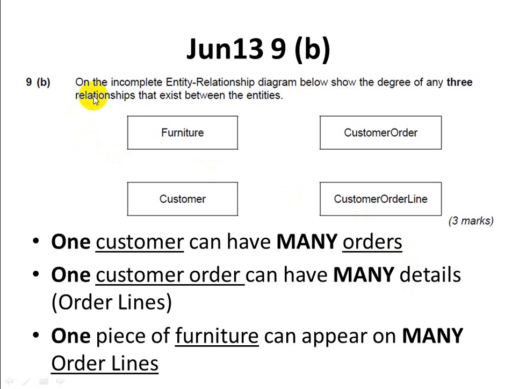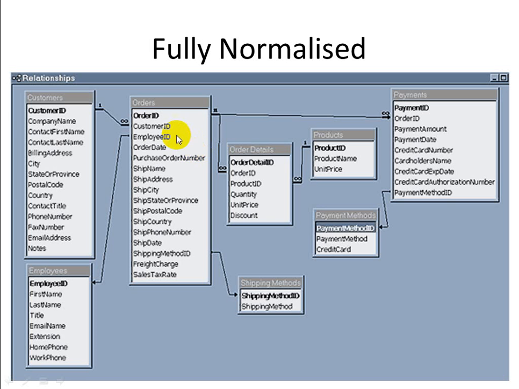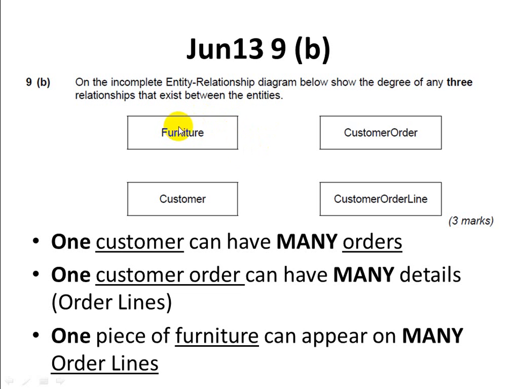Now this question B, on the incomplete entity relationship diagram below, show the degree of any three relationships that exist between the entities. Straight away, this is your product. Let's just go back to that example. Do you see there's the product? One product appears many times as a detail on the order. So one furniture item appears many times on the detail of the order.